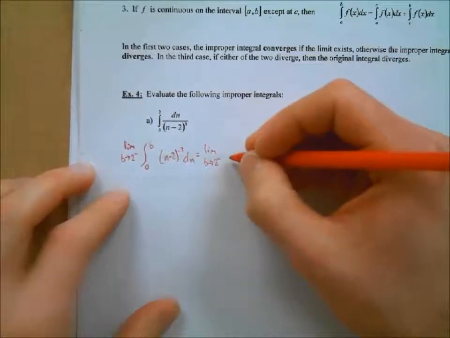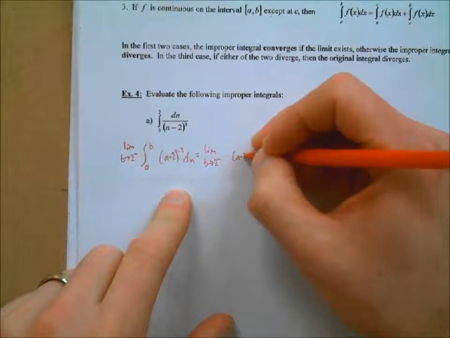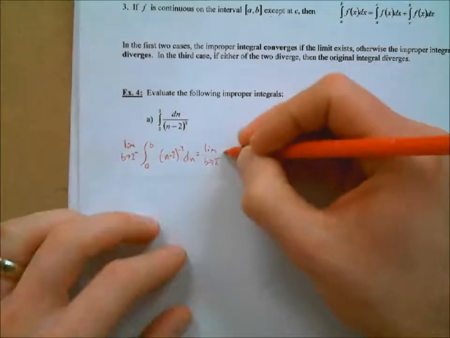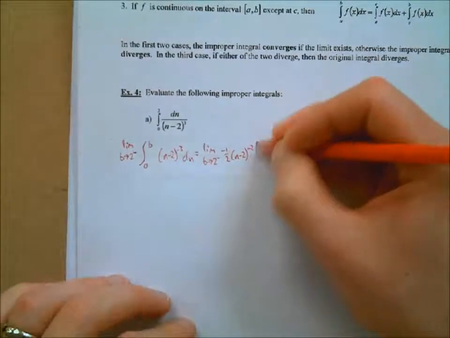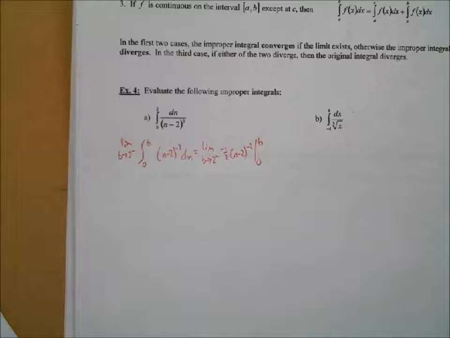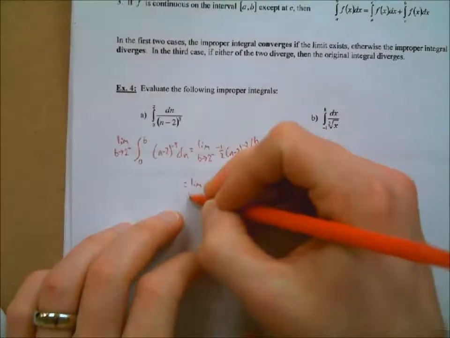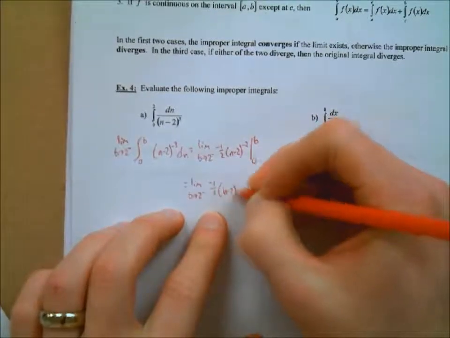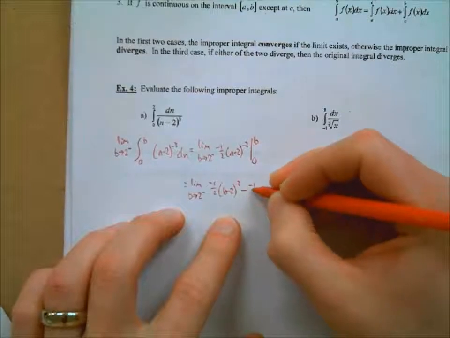Okay, so we'll add 1 to our exponent here, so we're going to have n minus 2 to the negative 2, and then divide by that new power. Dividing by negative 2 is the same thing as multiplying by negative 1/2. And we'll evaluate that from 0 to b. And again, still writing that limit because we haven't evaluated the limit yet. All right, now we'll do our substitution. Negative 1/2 times b minus 2 to the negative 2, minus negative 1/2 times 0 minus 2 to the negative 2.